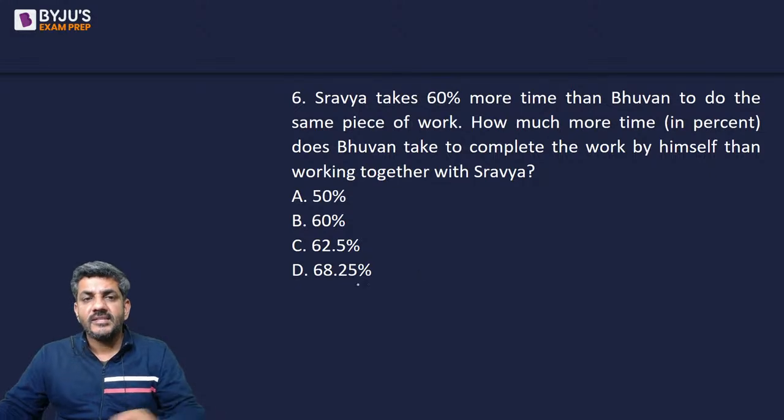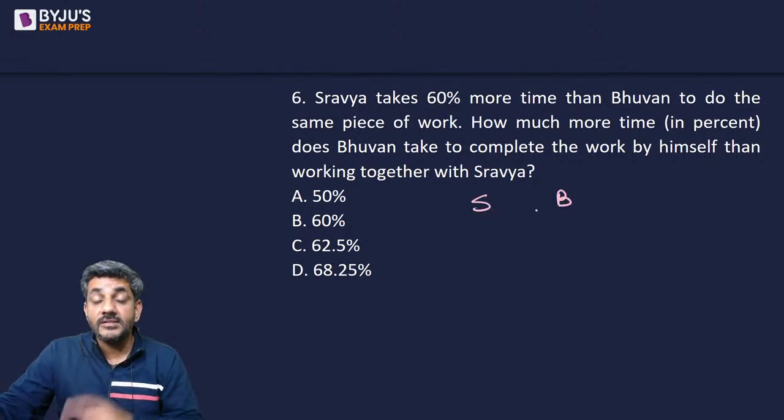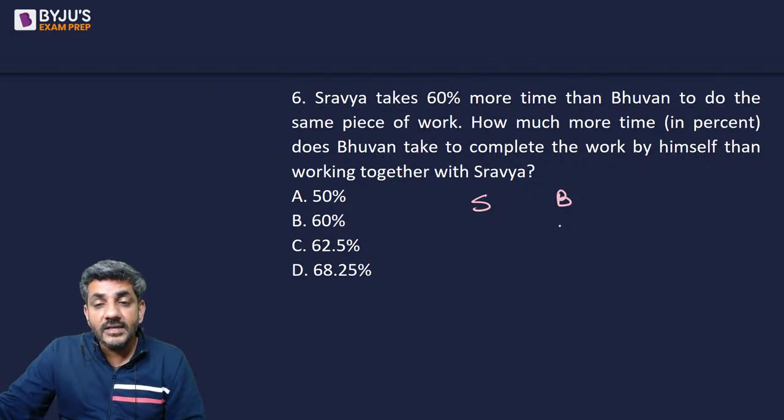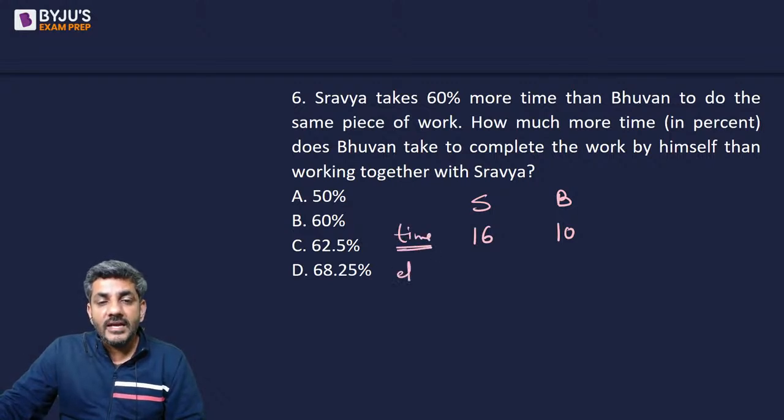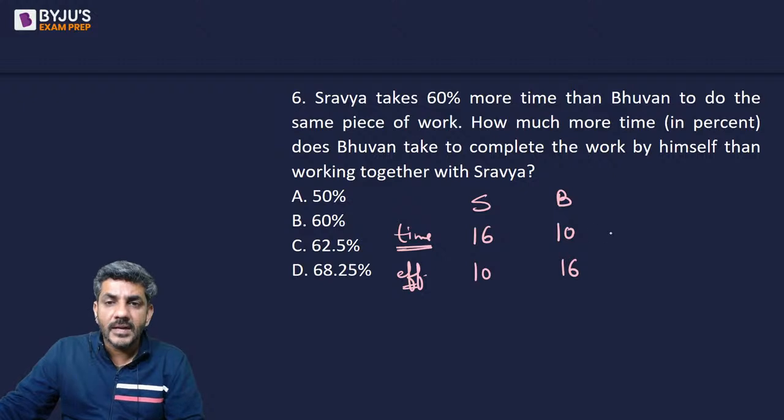So the question says Sravya takes 60% more time than Bhuvan to do the same piece of work. That means if Bhuvan is taking 10 hours to do a job, or 10 days, Sravya is taking 16. So this is the ratio of time taken by Sravya and Bhuvan. Can I say that the ratio of their efficiency would be 10 is to 16? Ratio of efficiency is the inverse of the ratio of time taken.